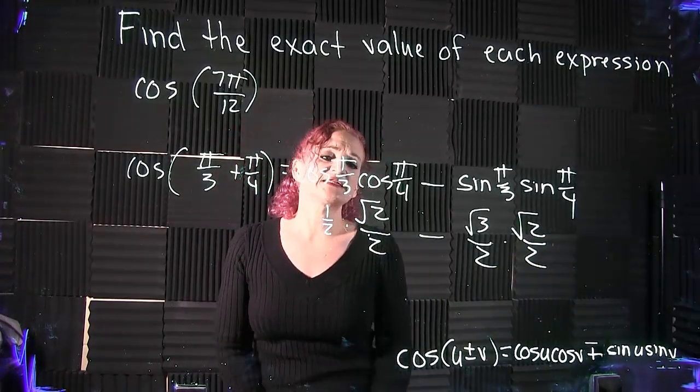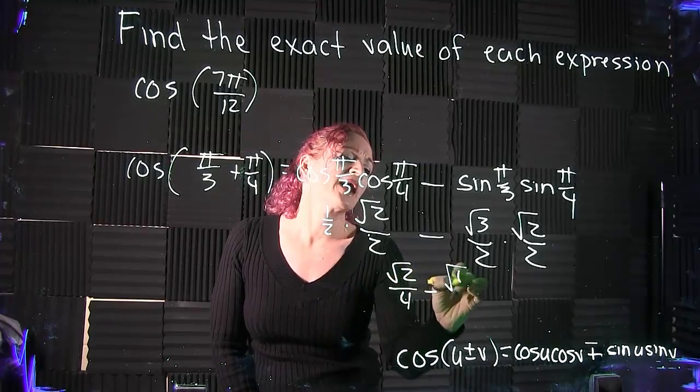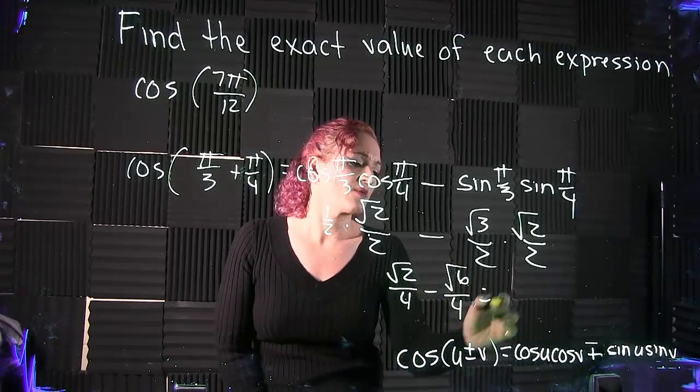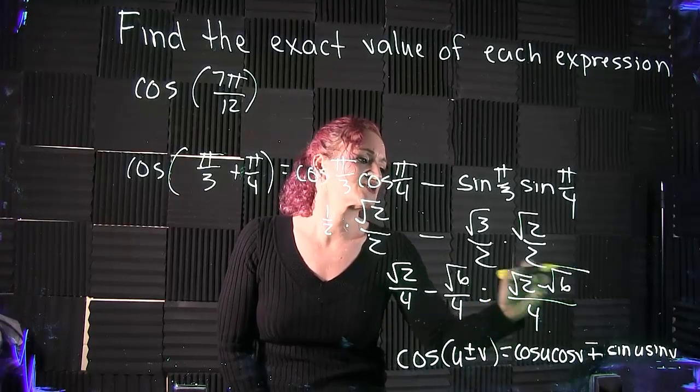Multiply and simplify here, leaving us with the square root of 2 over 4 minus a square root of 6 over 4, or again, bringing our common denominators together, square root of 2 minus square root of 6 over 4.